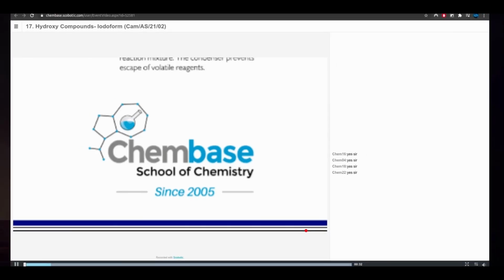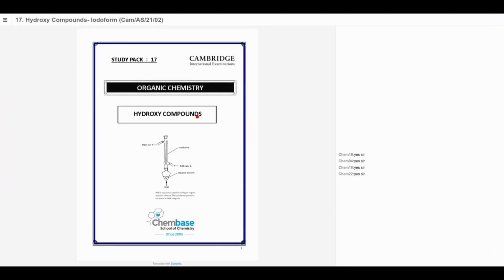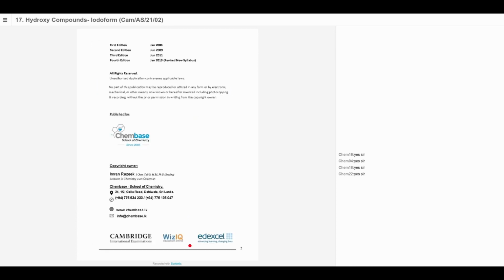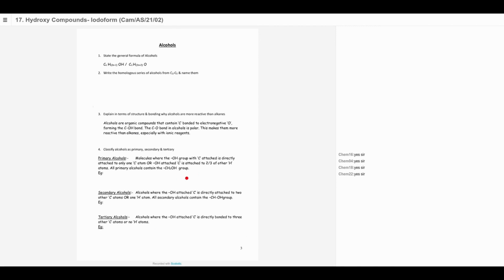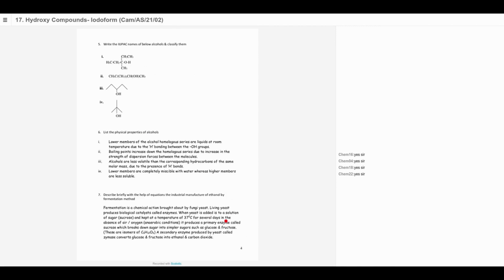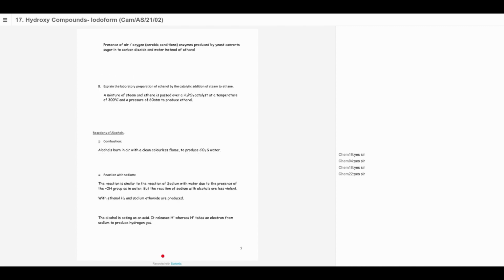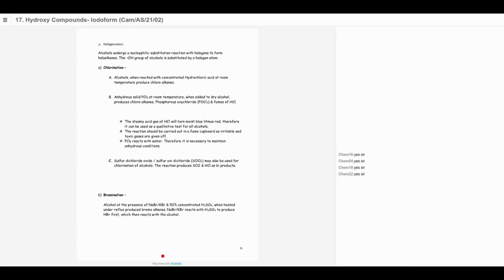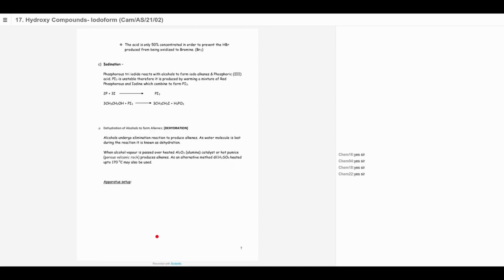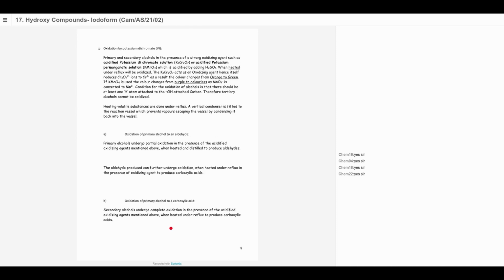Okay, let's continue the study pack 17, hydroxy compounds. In fact, we started this last week. Explained about the chemistry of the alcohols. We classified the alcohols as primary, secondary, and tertiary alcohols, and then we explained about the reactions of alcohols, the physical properties and the chemical properties. And the most important reaction being the oxidation of the alcohols, which is the primary alcohol and the secondary alcohols. I said the tertiary alcohols cannot be oxidized.